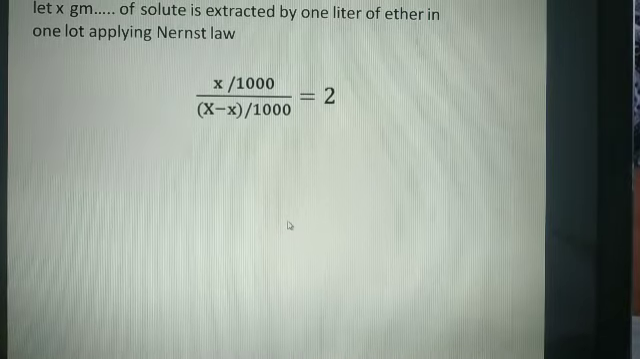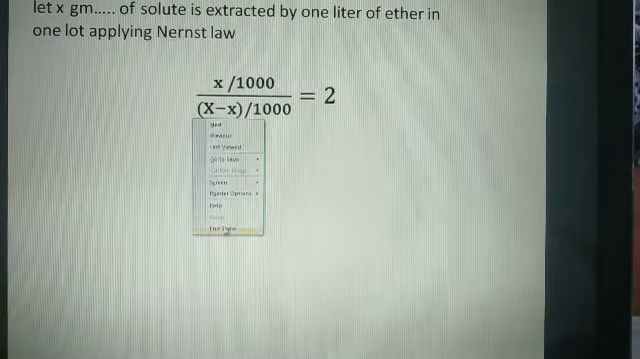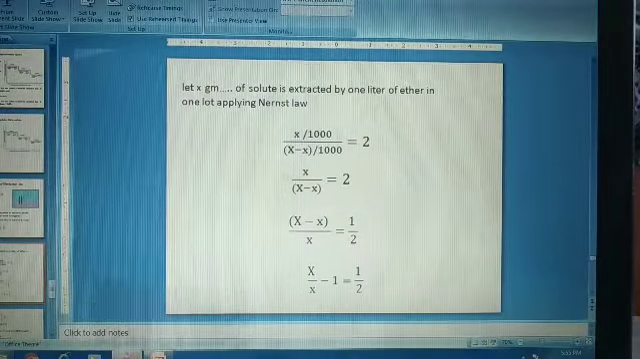Layers are separated with the help of a separating funnel. See here, that is the separating funnel by which we separate the two components. As in the previous lecture I discussed the distribution of iodine in water and CCl4, there is a presence of 2 layers. So place that liquid in the separating funnel. So that is the separating funnel.